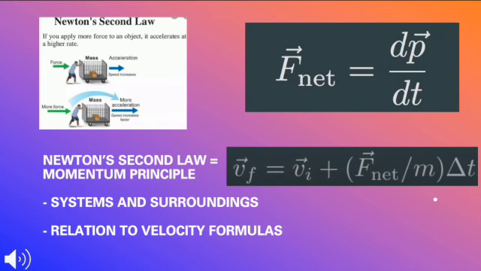Another law you should know for this lab is Newton's second law, better known as the momentum principle, which relates the system and its surroundings to the force, the time, and the acceleration of an object. Specifically, when we relate it to the velocity formulas in this lab, we will know that this F net should be 0 because the object is not accelerating. Therefore, the initial velocity should equal the final velocity. And Newton's second law further explains that if you apply more force to an object, it will accelerate at a higher rate.